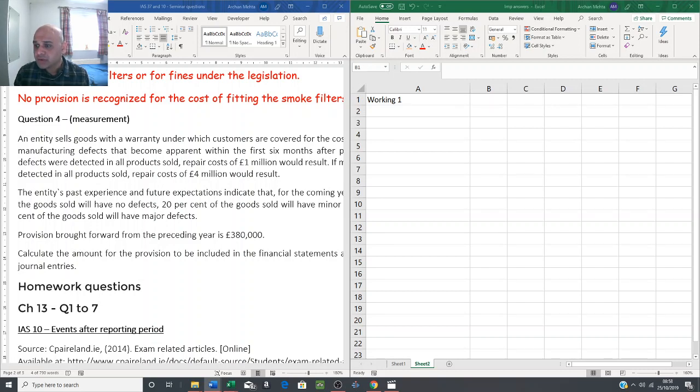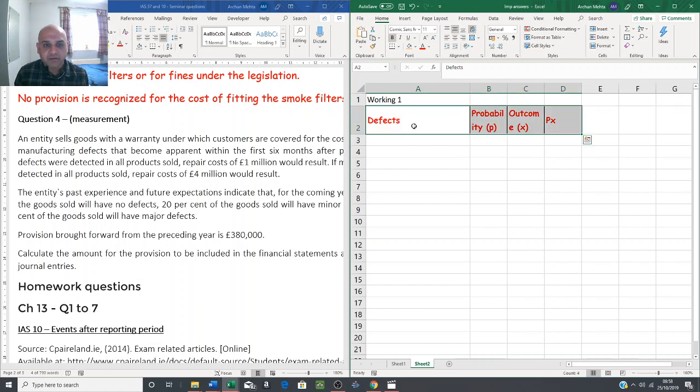The working one will be probability into the outcome. If we lay it out in this form, in the first column is defects, second is the probability, we call it P, third is outcome, we call it X, and the last column will be the multiplication of probability with outcome. So let's start with no defects.